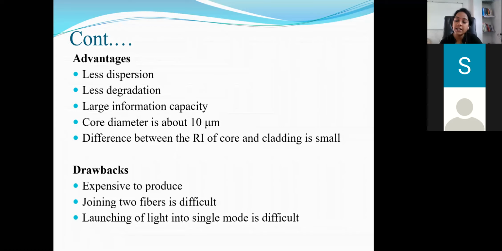It requires specialized machines to produce these types of cables. Then, joining two fibers is difficult. This much tiny fiber is there. You just imagine it has a diameter of about what your hair has.